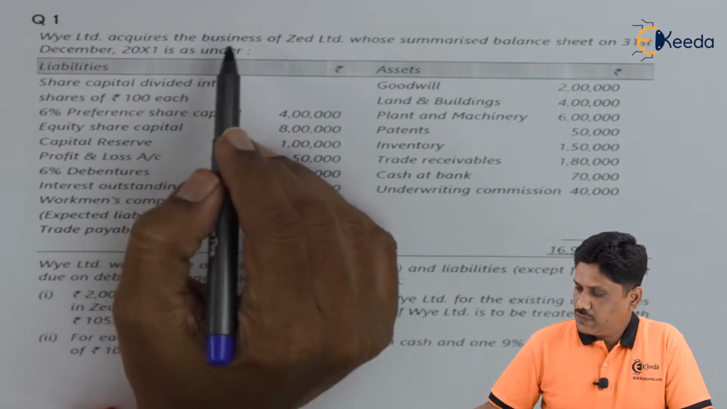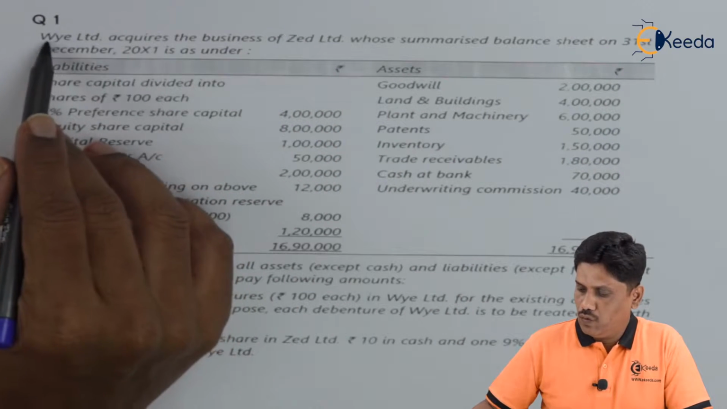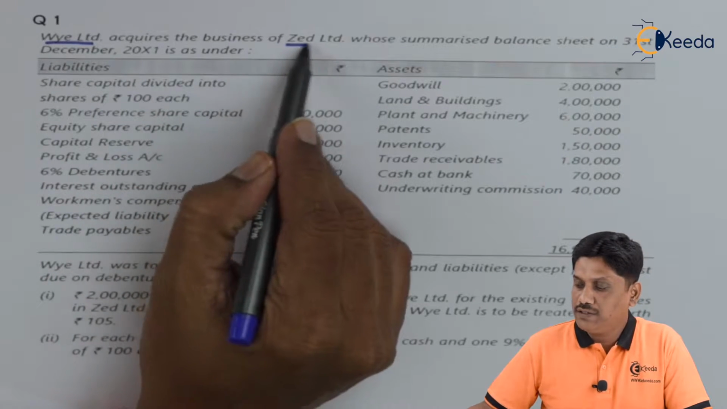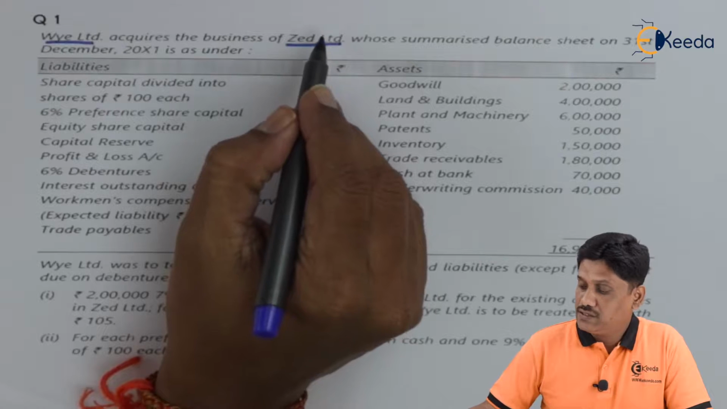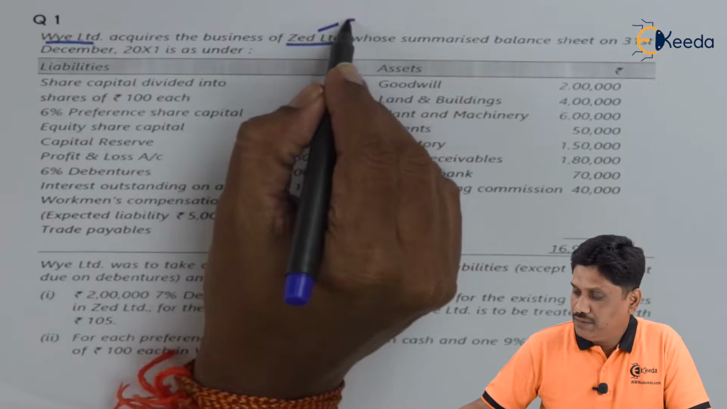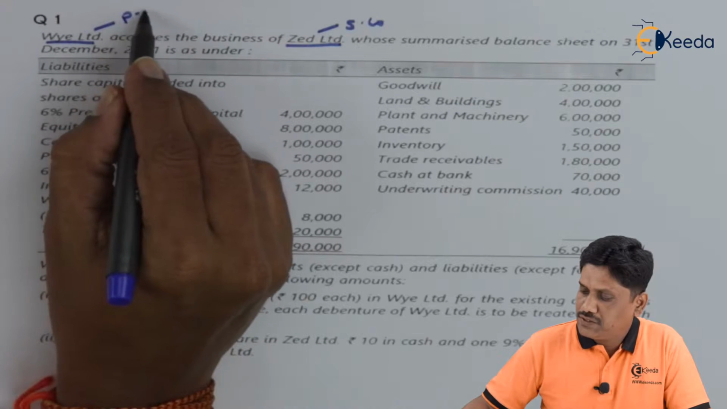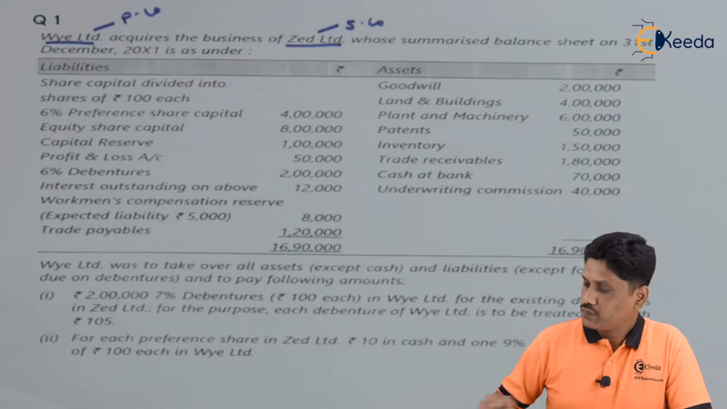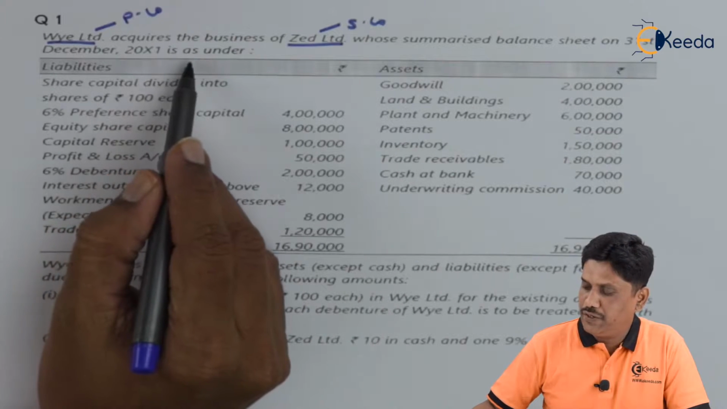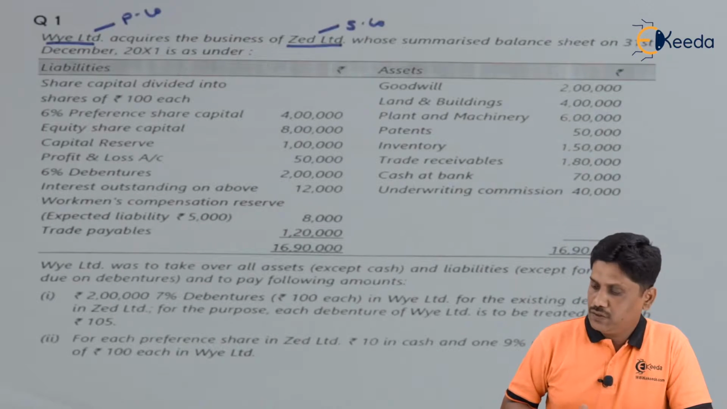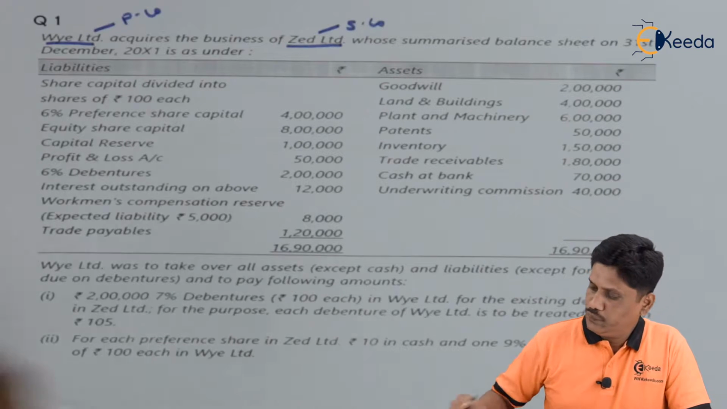Y Limited acquires the business of Z Limited. So I can say Z Limited is a selling company and Y Limited is a purchasing company, whose summarized balance sheet on 31st of December 20x1 is as under. So balance sheet of vendor company, balance sheet of selling company is provided to you.